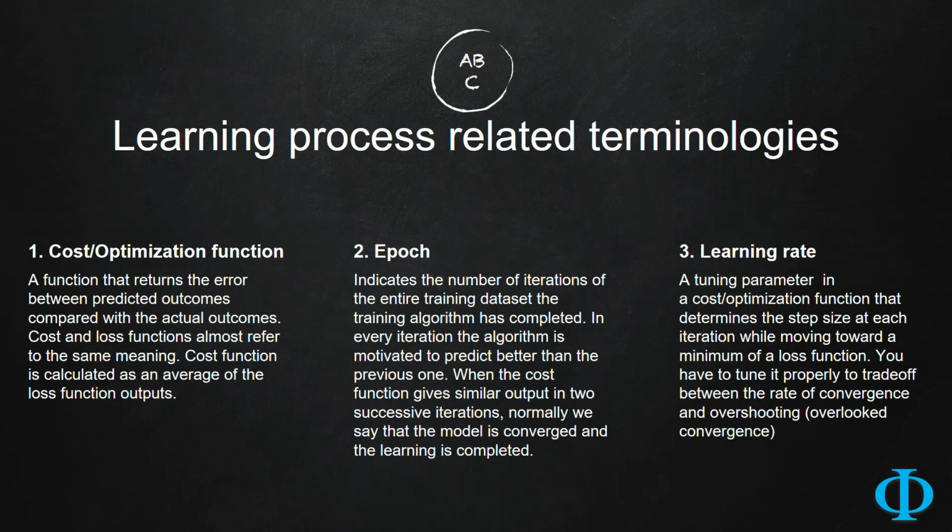Now, the second terminology is epoch. An epoch indicates the number of iterations of the entire training dataset the training algorithm has completed. In every iteration, the algorithm is motivated to predict better than the previous one. When the cost function gives similar output in two successive iterations, normally we say that the model has converged and we say that the learning is completed.